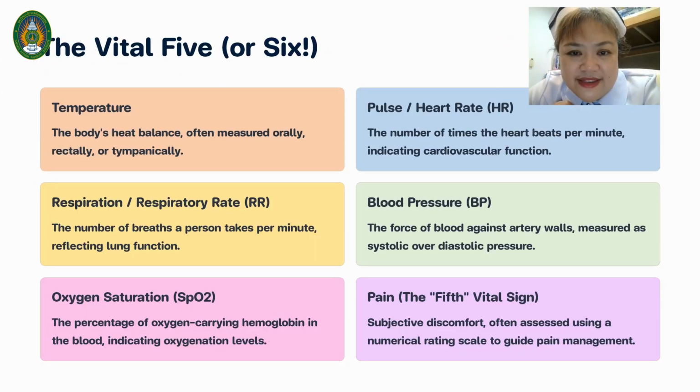Let's start with the basics. The vital signs in English we refer to are temperature, the body heat balance; pulse or heart rate, the number of heartbeats per minute; respiration, the number of breaths a person takes per minute; blood pressure, the force of blood against artery walls, measured as systolic or diastolic pressure; oxygen saturation; and very often we include pain as the fifth or sixth vital sign.